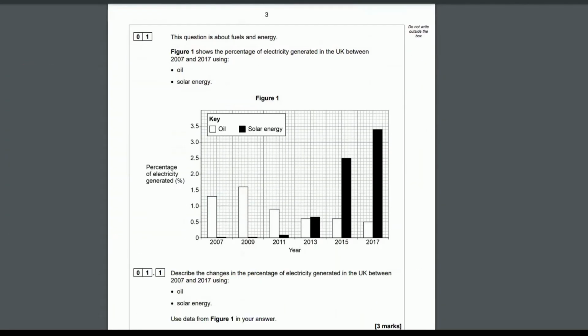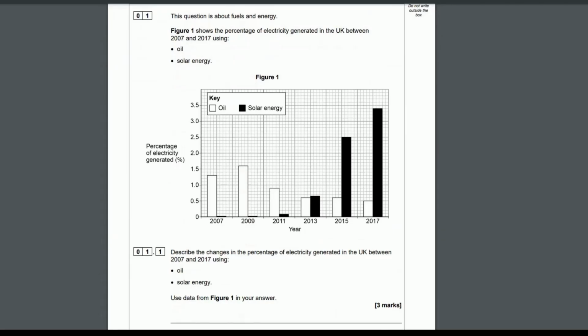All right, here's question one. Let's have a little look. This question is about fuels and energy. Figure one shows the percentage of electricity generated in the UK between 2007 and 2017 using oil and solar energy. We've got the percentage of electricity generated on the side, and at the bottom we've got some dates: 2007, 2009, 2011, 13, 15, and 17. And we've got a key, and the key tells us what the color bars mean. So we've got oil here with these blank white bars, and we've got solar energy here with these black bars.